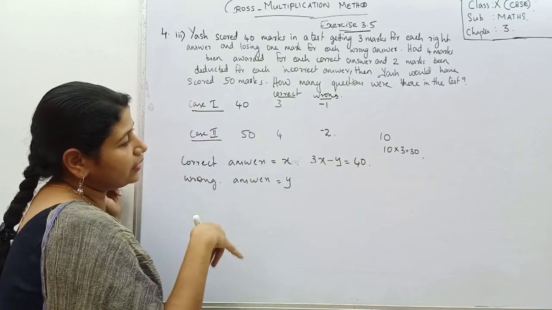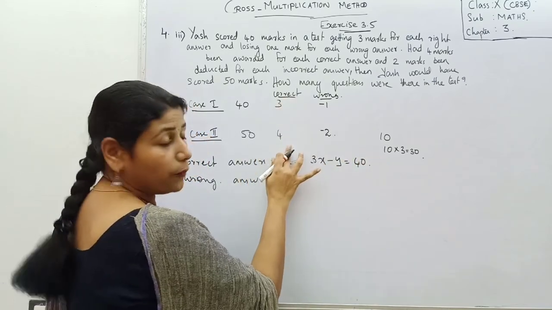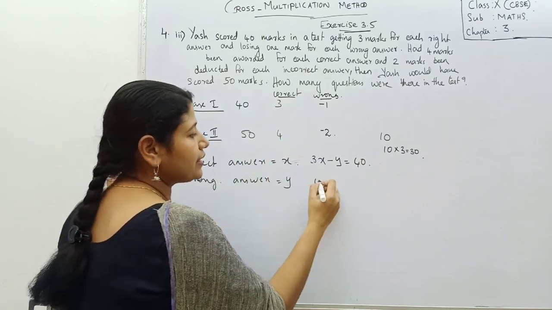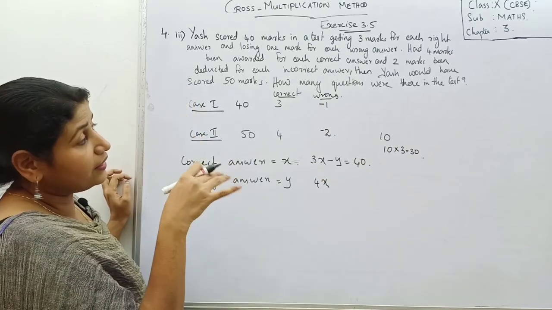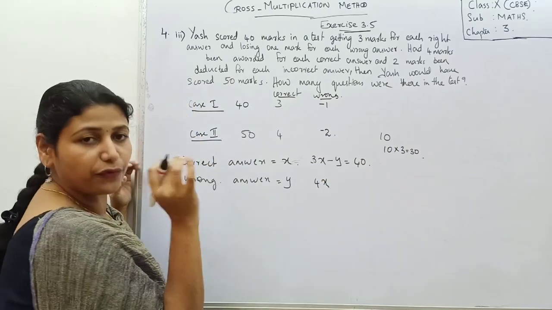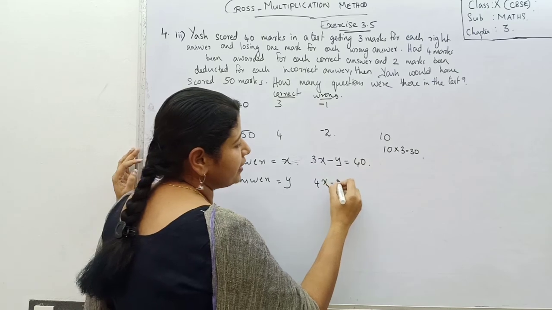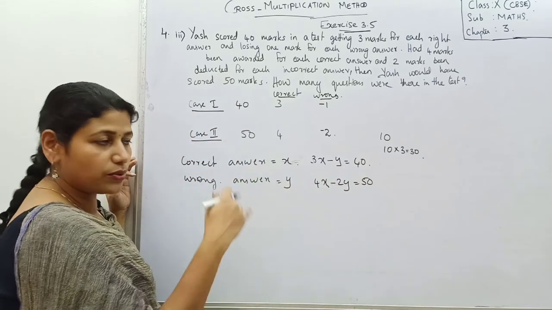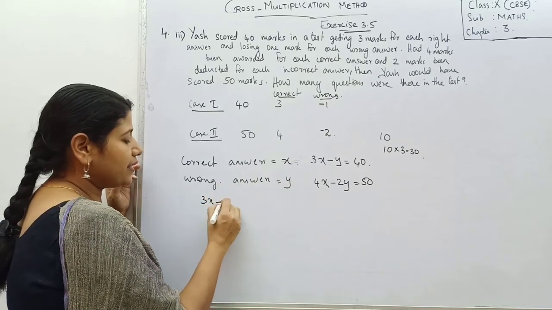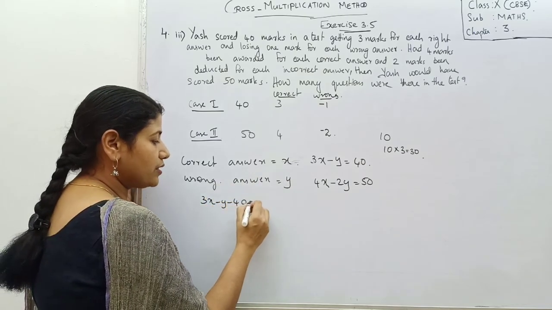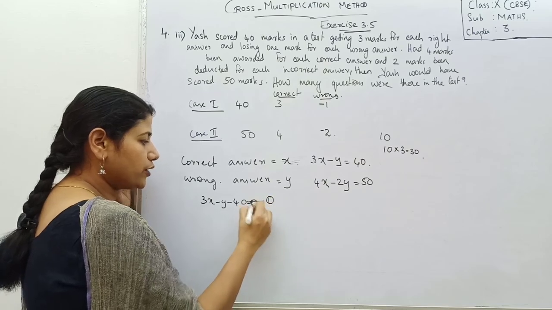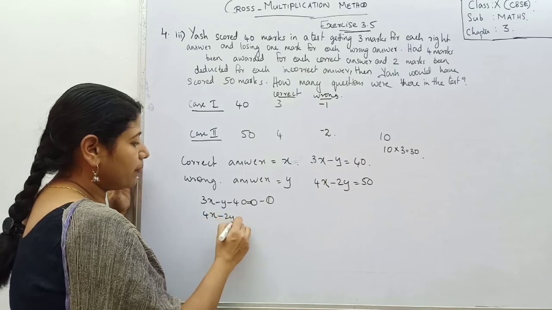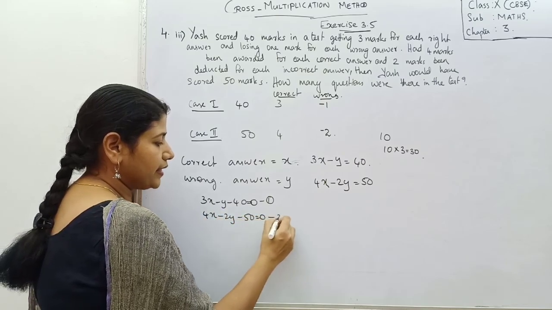And what about the second one? In the second case, he got 4 marks for each correct answer, so if he attended x correct answers, he would get 4x. And he wrote y wrong answers, so it must be 4x minus 2y, and the total mark is 50. We have to change these 2 equations into standard form: 3x minus y minus 40 equal to 0, this is the first equation, and 4x minus 2y minus 50 equal to 0, this is the second equation.